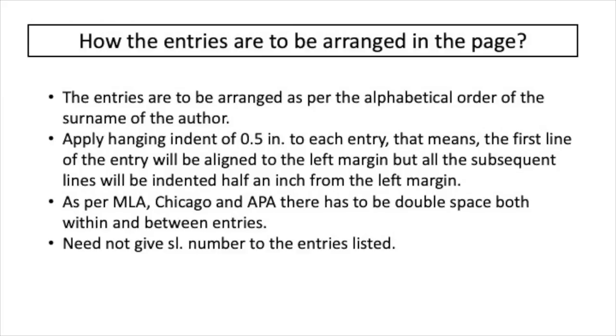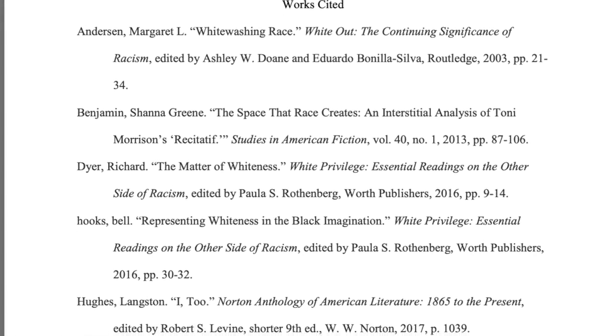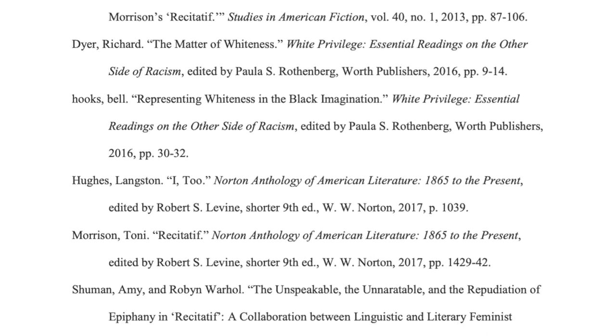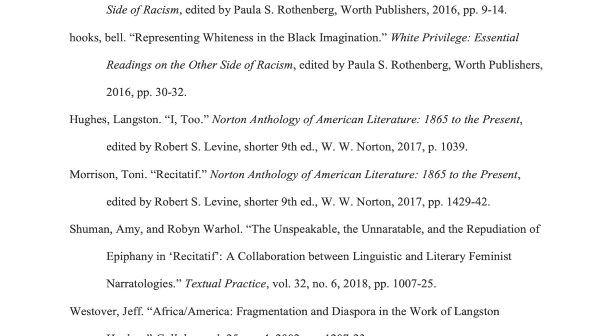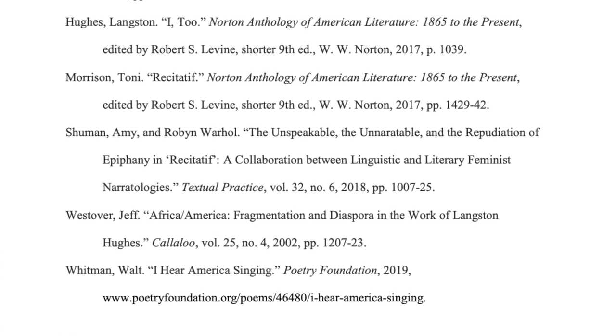Okay, then as per MLA, Chicago and APA, there has to be double space both within and between the entries. And we need not give serial numbers to the entries listed in the works cited list or reference list as per these three formats, APA, MLA and Chicago. This is an example of references. See, here it is arranged in the alphabetic order of the surname of the author, and every entry is given in hanging indent. Then there is double space between and within the entries, and no serial number is given also. So this is an example of writing the reference list entries.